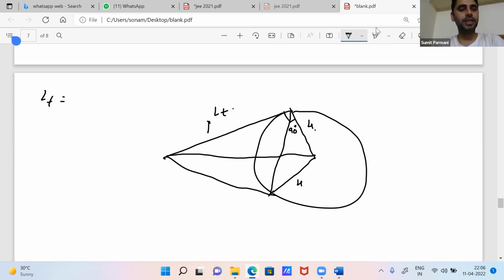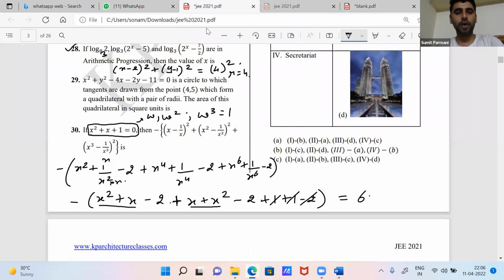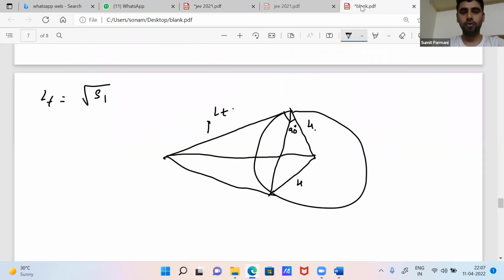Length of tangent is equal to under root S1. So substitute this point in this equation. You'll get 16 plus 25, that is 39. Okay, this is 16, this is 16. Gone. 0. This is 25, this is 10, 15. 15 minus 11 is 4. So this is 2, this is 4.